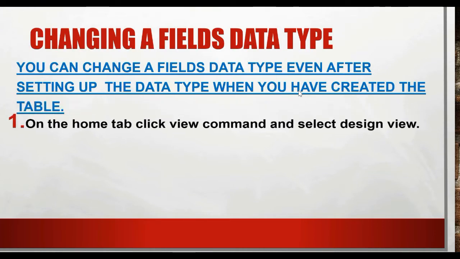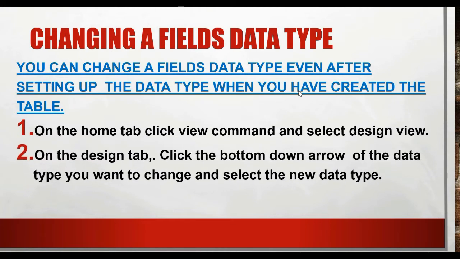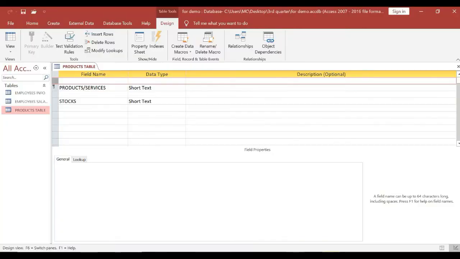The first step is on the Home tab, click View command and select Design View. On the Design tab, click the drop-down arrow of the data type you want to change and select the new data type. On the Quick Access toolbar, select the Save button. So once you change your data type, of course, you need to save your table. Of course, para mabago yung ating format or ma-save niya yung binago mo or yung ginawa mong actions. Okay, so let us have the Microsoft Access.